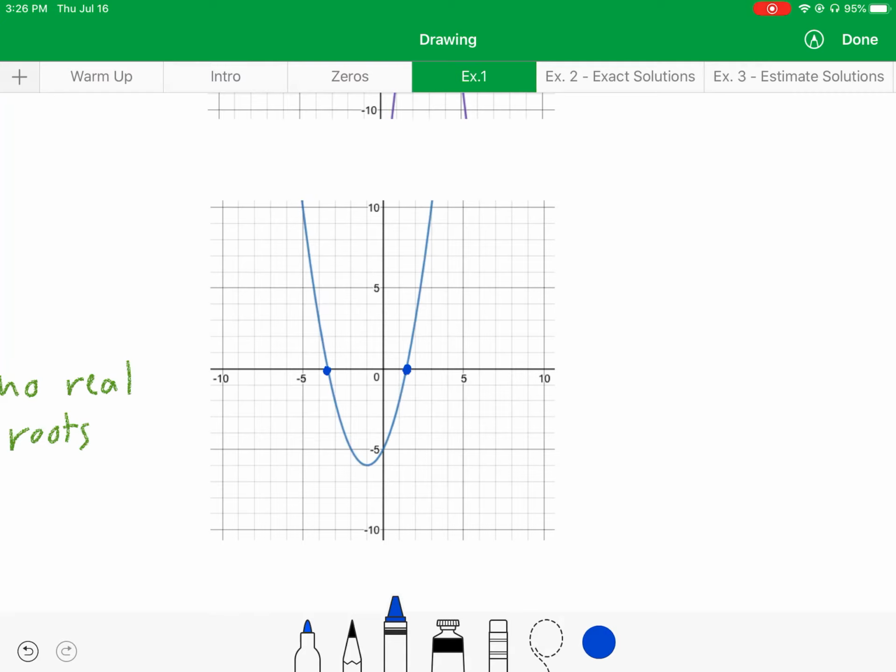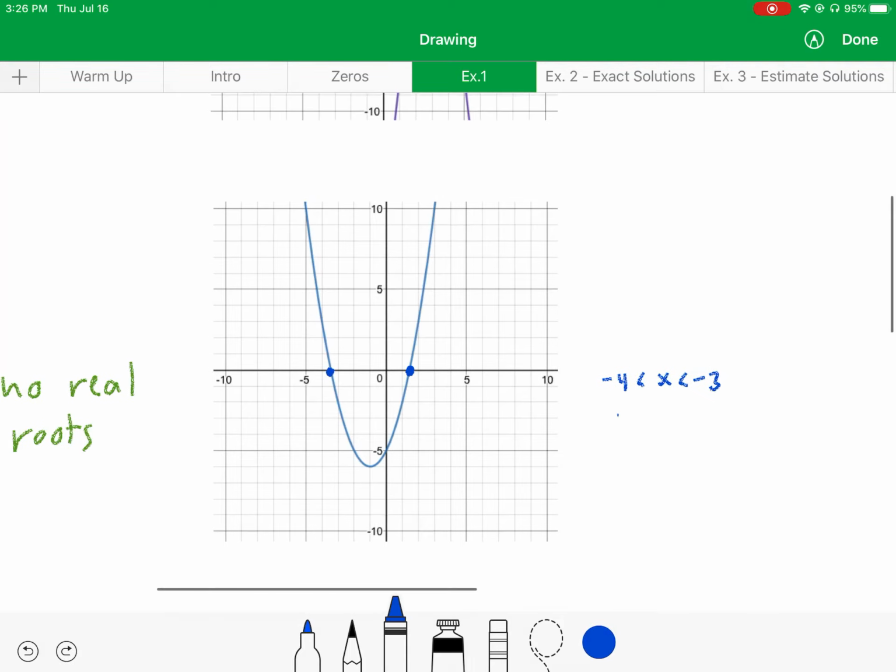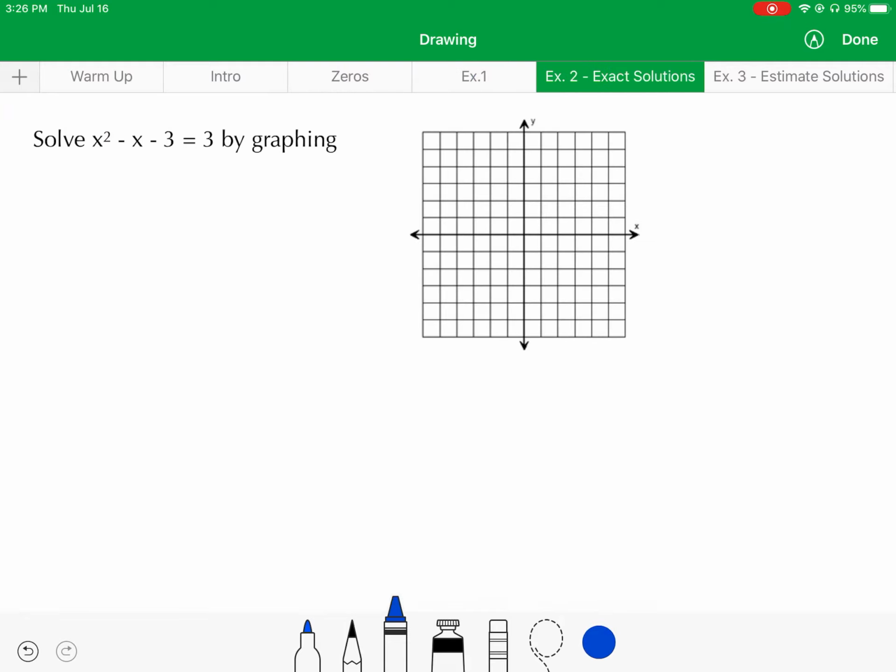So the root on the left-hand side, it's between values of -4 and -3. And I'm going to write this as a compound inequality, okay? My second root over on the right-hand side is between +1 and +2. Okay, so that's the best we can do just by looking at the graph. We can't be sure of exact roots here, okay? All right, moving forward into example 2.